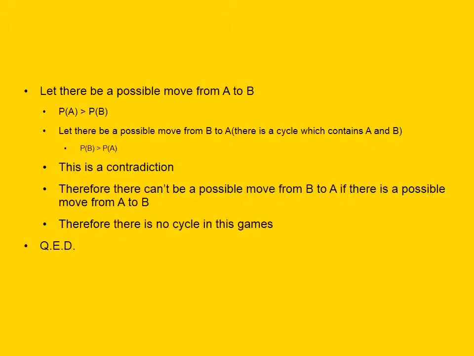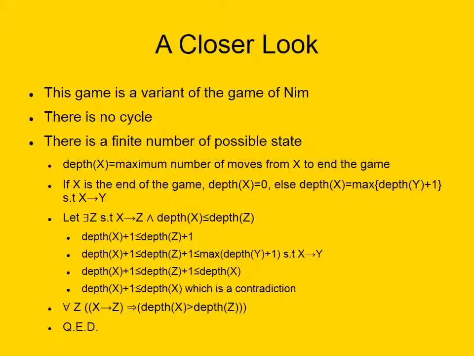Therefore, there cannot be a possible move from B to A if there is a possible move from A to B. Therefore, there is no cycle in this game. QED. Then, there is a finite number of possible states. Here's the proof. We define def(x) as the maximum number of moves from x to the end of the game. If x is the end of the game, def(x) is equal to 0, because it is already the end of the game. If not, def(x) is the max of def(y) plus 1, such that y is one of the possible next states from x.